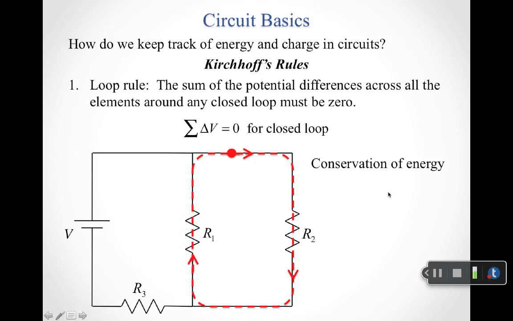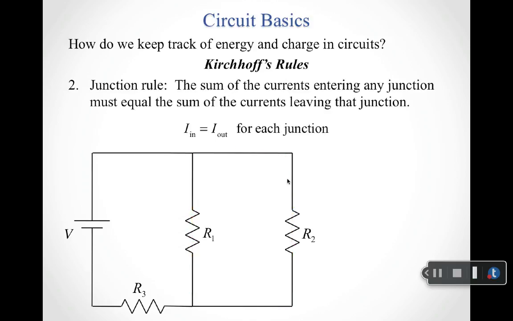Fundamentally, what the loop rule is telling us is simply that energy is conserved. When we walk around a loop and end up back where we started, it's basically saying that the energy that we picked up across all the potential increases, we had to lose across all the potential drops. So the loop rule is really just a statement of conservation of energy.